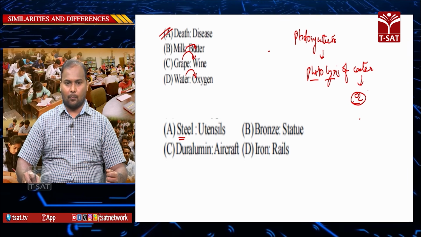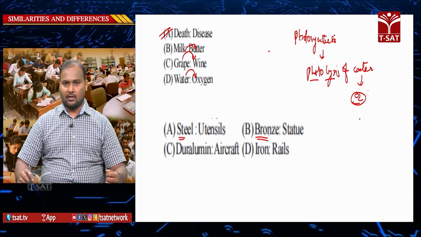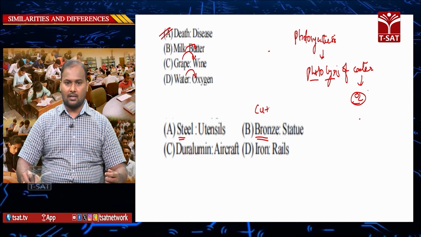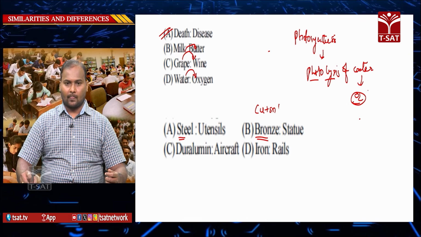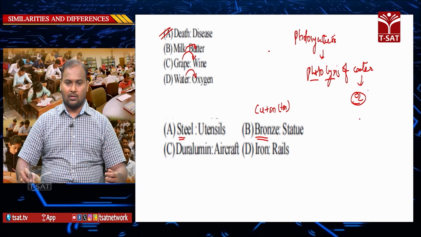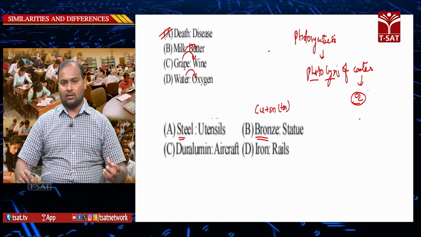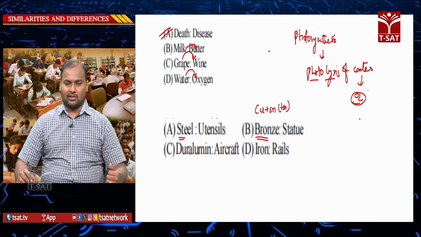In the same way, bronze. Bronze is an alloy. So we know that bronze is an alloy of copper plus stannum, that is tin. Stannum is also called tin. So this copper and tin, this is the alloy. It is used in the making of statues.